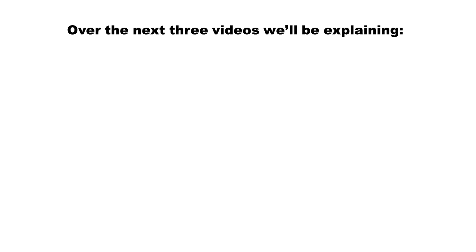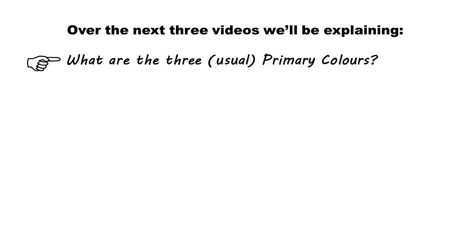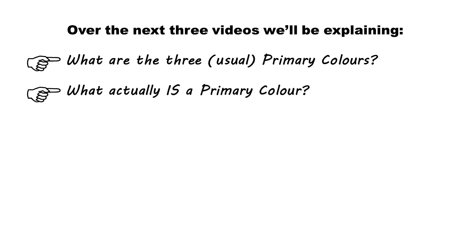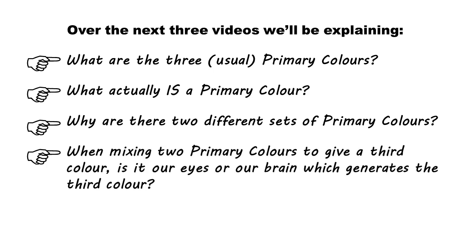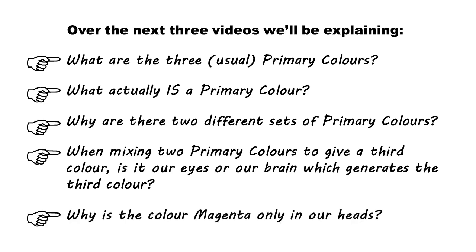Over the next 3 videos, we'll be explaining what are the 3 usual primary colours? What actually is a primary colour? Why are there 2 different sets of primary colours? When mixing 2 primary colours to give a third colour, is it our eyes or our brain which generates the third colour? Why is the colour magenta only in our heads?